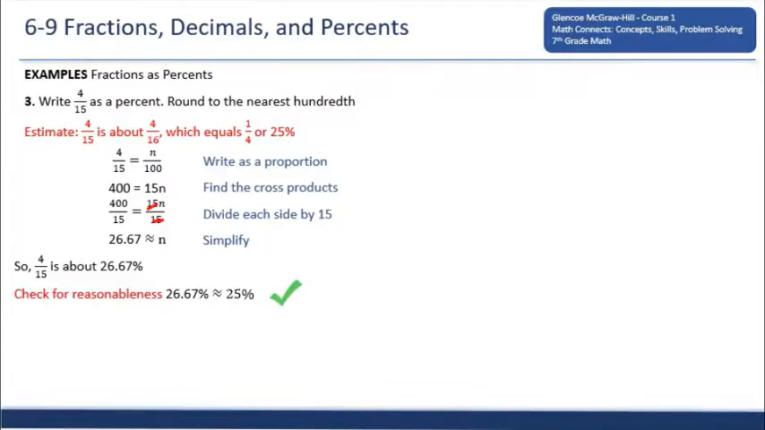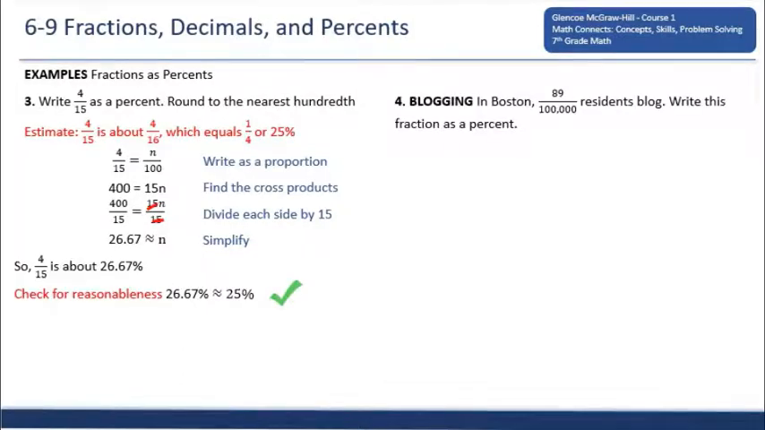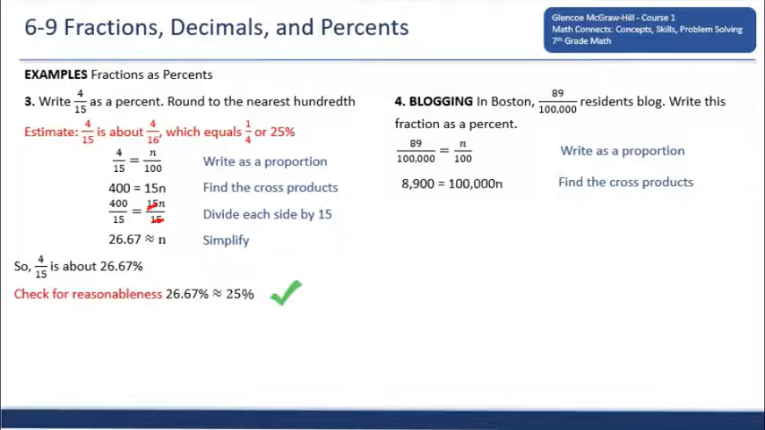So that is good. Number 4, blogging in Boston. 89 out of 100,000 residents blog. Write this fraction as a percent. So write a proportion. We're going to have 89 out of 100,000 equals n out of 100. Find the cross product. So we multiply 100 times 89 to get 8,900, and 100,000 times n to get 100,000n. Now we're going to divide each side by 100,000 so we can get that variable n all by itself.